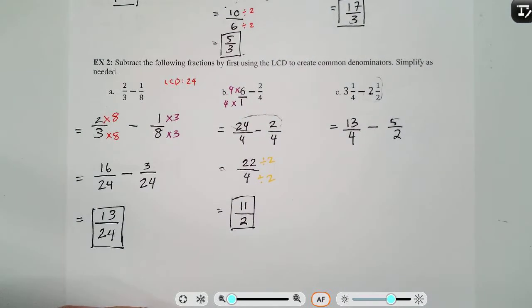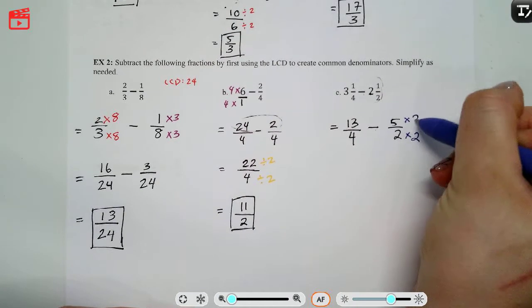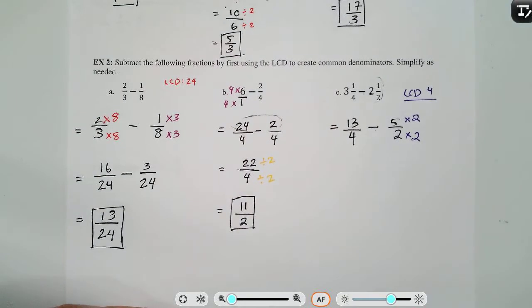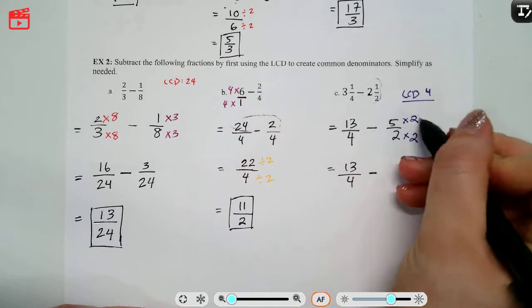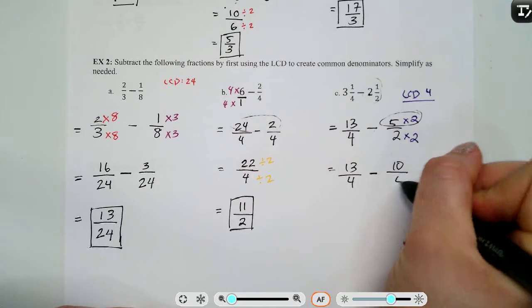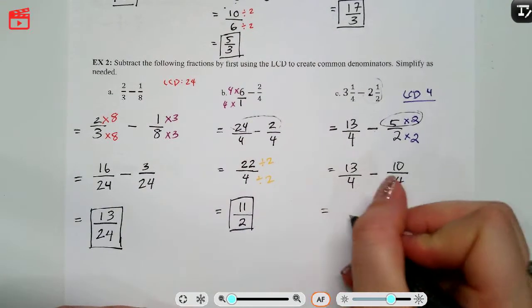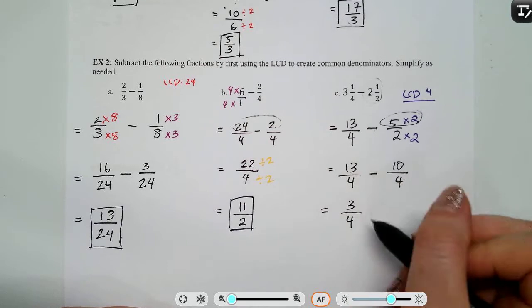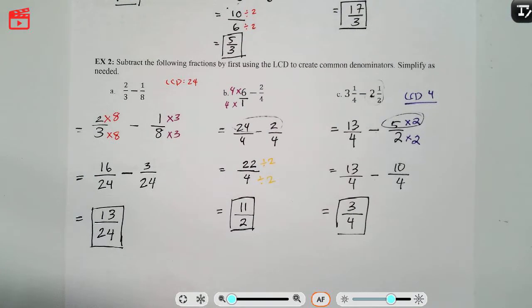All right, can we make a common denominator? Well, if I multiply 2 by 2, I'll get 4. So let's go ahead and create the common denominator of 4. So it's going to be 13 over 4 minus 5 times 2 is 10 over 4. And aha, they have the same denominator, so we can go ahead, keep the denominator, and subtract across. 13 minus 10 is going to be 3. And that is simple. So we are done.